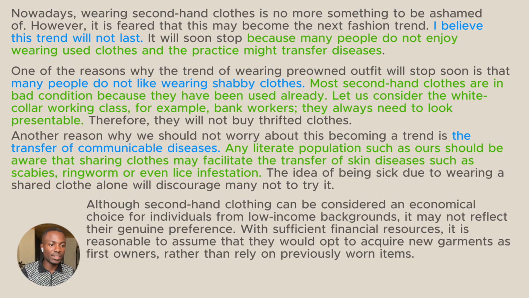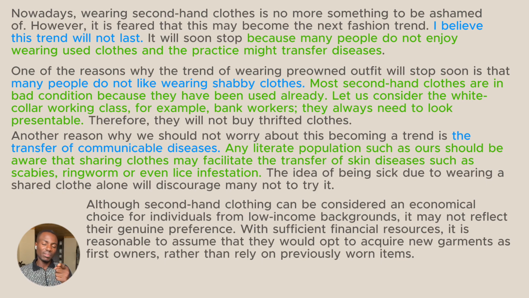With sufficient financial resources, it is reasonable to assume that they would opt to acquire new garments as first owners rather than rely on previously owned items. So the simple thing we are trying to say here is this: many people may say, oh, but for people who don't have money, they may want to wear pre-owned outfits, isn't it? So on their side, they may think that yes, this fashion will become the next fashion trend, because many people who do not have enough money or who are from a poor economic background may rely on pre-owned outfits.